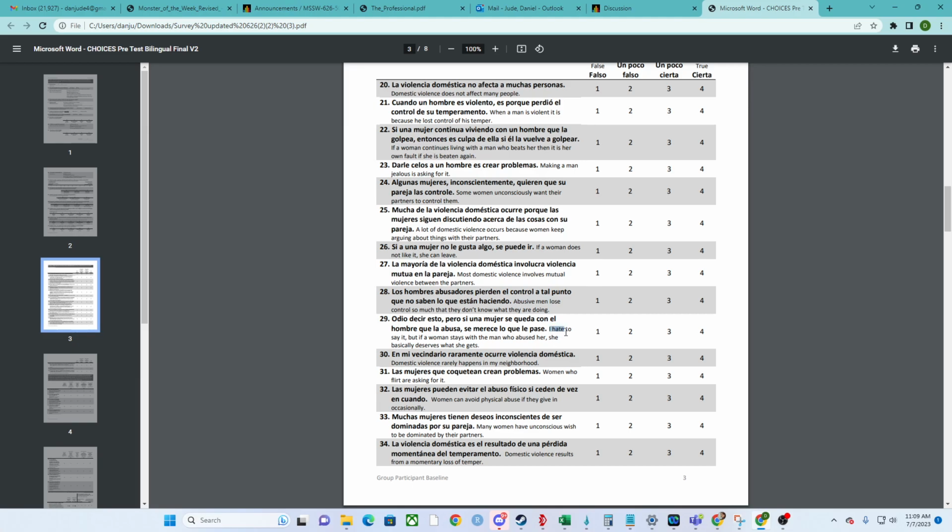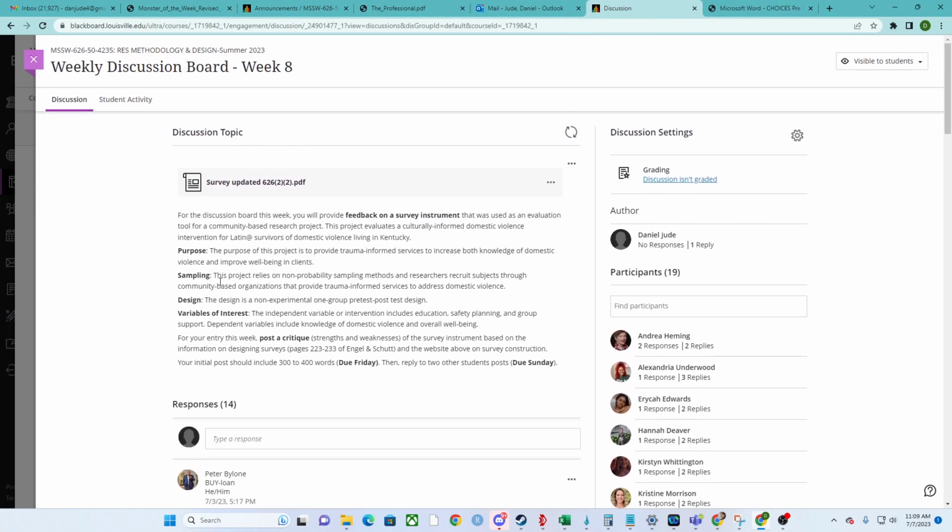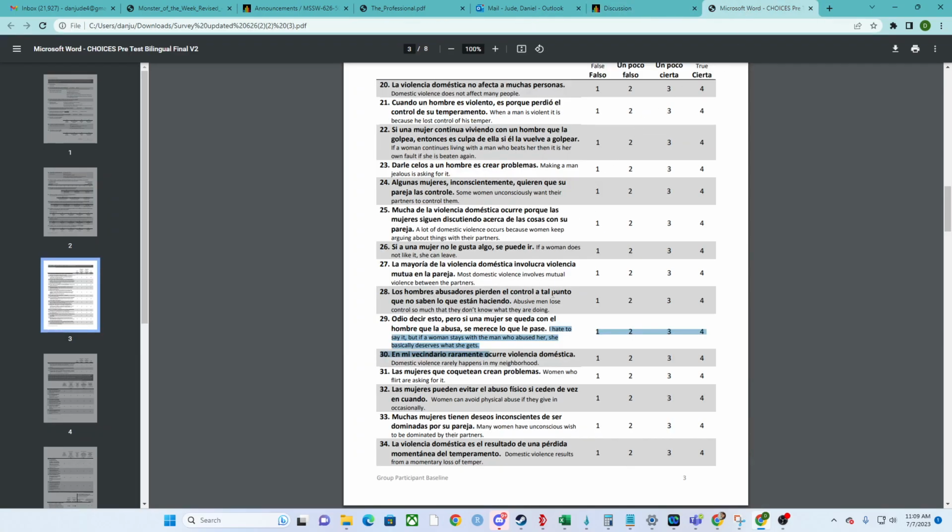But on the other side, I don't know what their objective would be with these questions, especially if they're going back to this objective: realize the purpose is to increase both knowledge of domestic violence and improve well-being in clients. If their objective is to improve well-being in clients, then maybe they are looking for clients that do blame themselves, which is a take. But I don't know what the original researchers were thinking when they were writing these questions, and I'm both puzzled and don't know what their objective was, other than trying to improve the well-being of the clients.